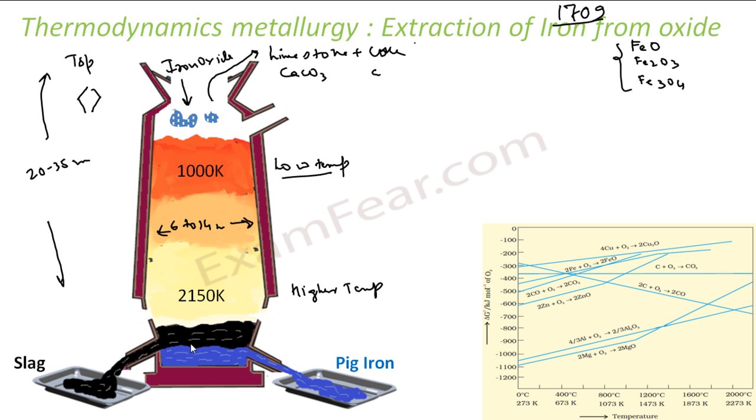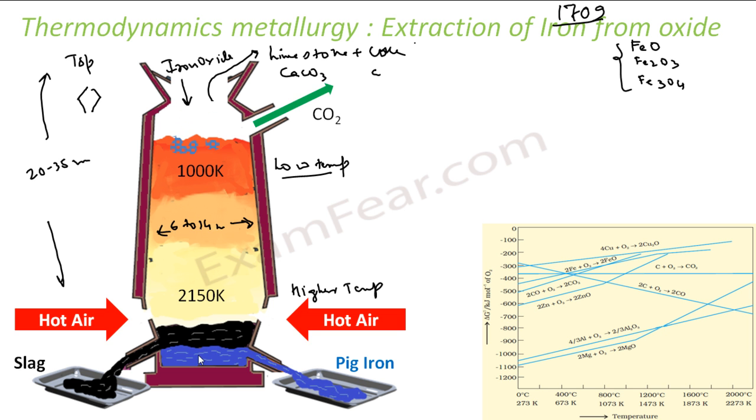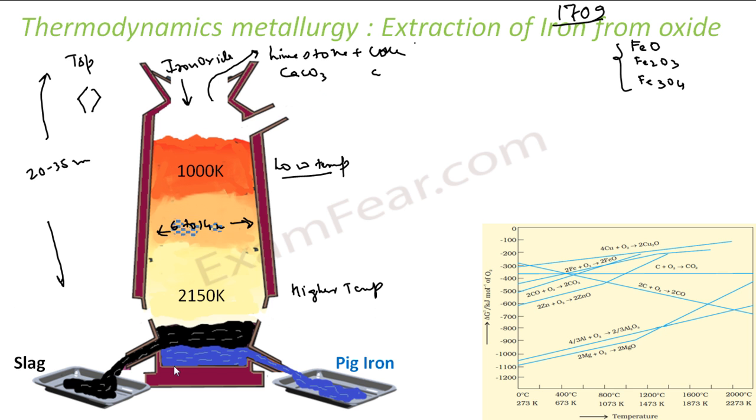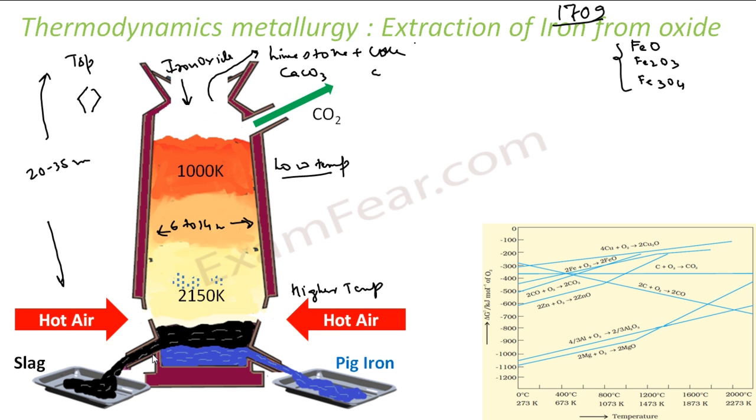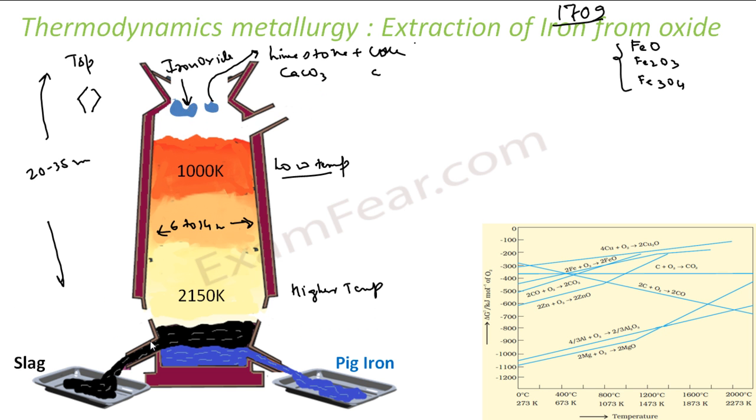We'll talk about slag in detail now. Slag is lighter, so it floats, and the pig iron is a little heavy, so it stays in this area, and thus we collect the pig iron here. At a slightly higher place we have this hole, and from this hole we get the slag. This is the typical working of the blast furnace.